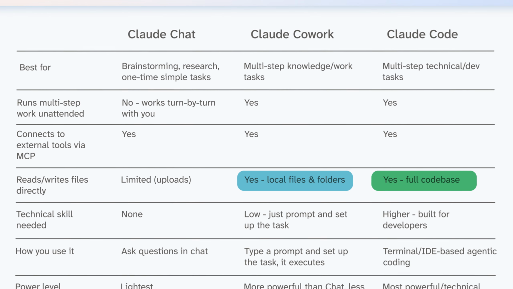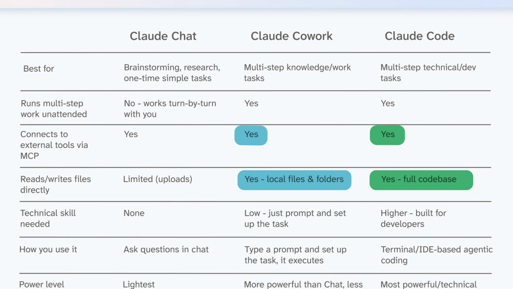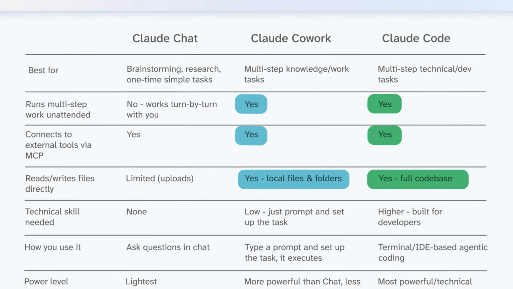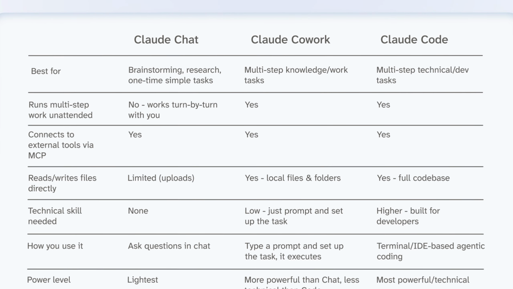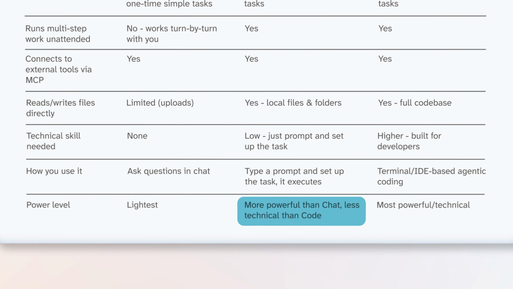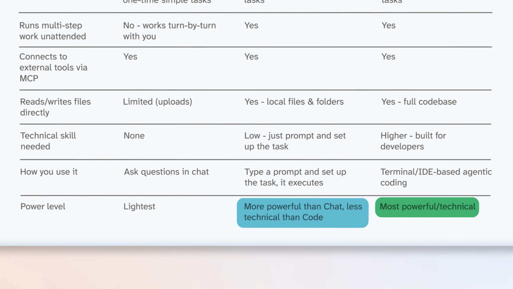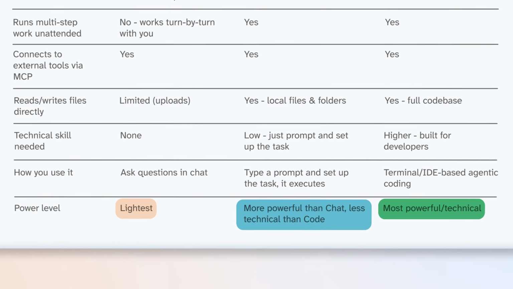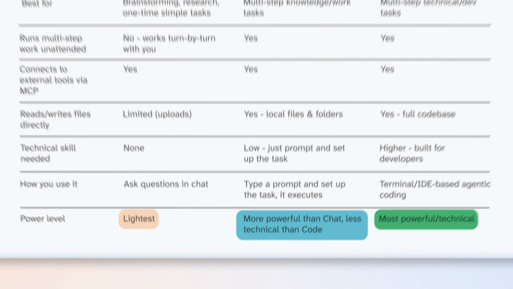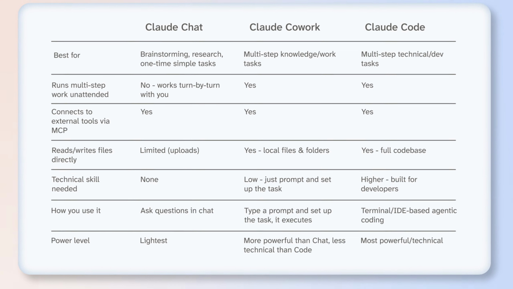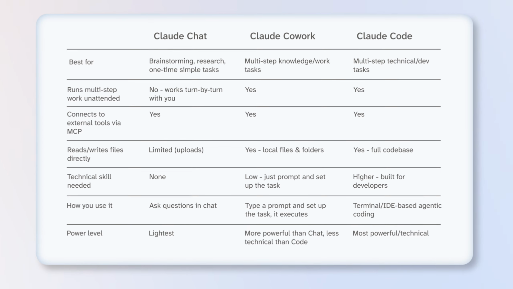Both can read files, connect to external tools via MCP, and execute multi-step tasks without you having to manage each step. But Claude Cowork is less technical than Code and more powerful than Chat, which makes it more practical for marketers. You just type the prompt, set up the task, and Cowork executes it. Before we get to automating, you need to understand how Claude Cowork is structured. It has 6 main components.